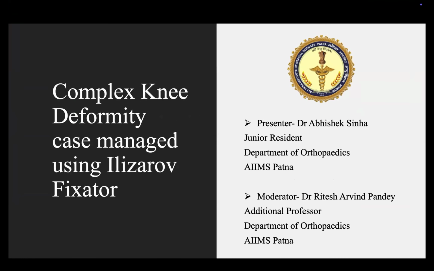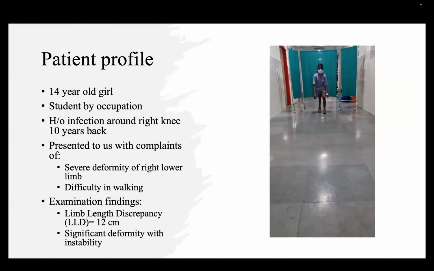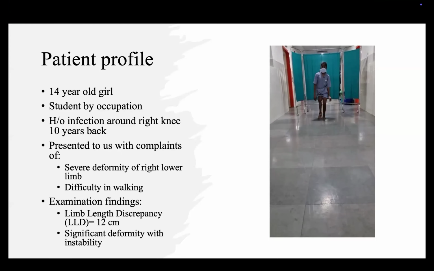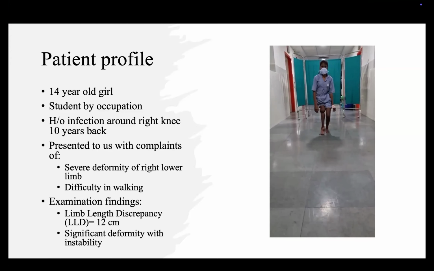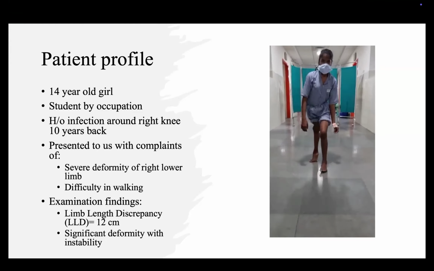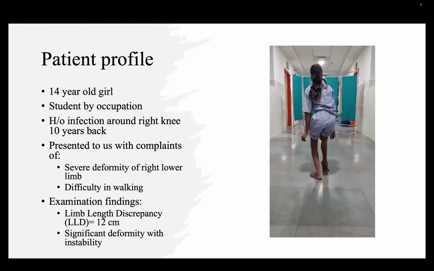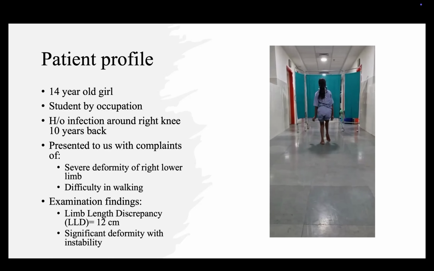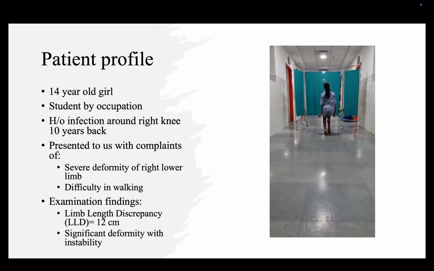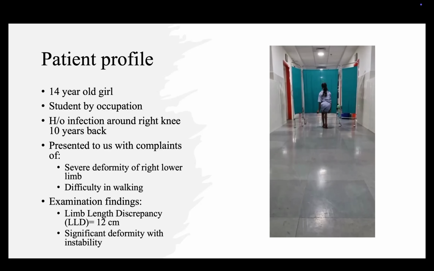Good morning, everyone. Today I'm going to present a case of a complex knee deformity fixed using Ilizarov fixator. This is a 14-year-old girl, a student by occupation. There was a history of infection around the right knee 10 years back. She presented with complaints of severe deformity of the right lower limb. As you can see, below the knee the foot is turned backwards, and there was a limb length discrepancy of 12 centimeters.